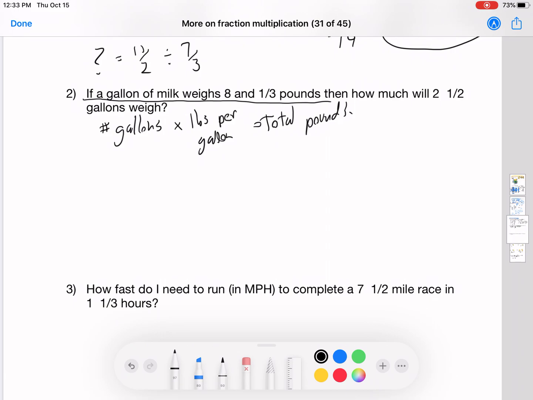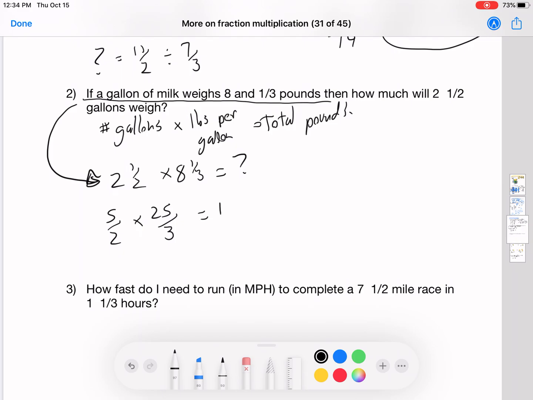So then how much will 2.5 gallons weigh? So 2.5 gallons times 8 1/3 pounds per gallon equals how many total pounds? Got to be able to take a word problem, turn it into a number sentence, and then solve that number sentence. So this is 5 halves times 25 thirds. Multiply the top, 125. Multiply the bottom, 6. 6 will go into 125 20 times, because 20 times 6 is 120. So we get 20 and 5/6. And then what were we looking for? The total pounds.